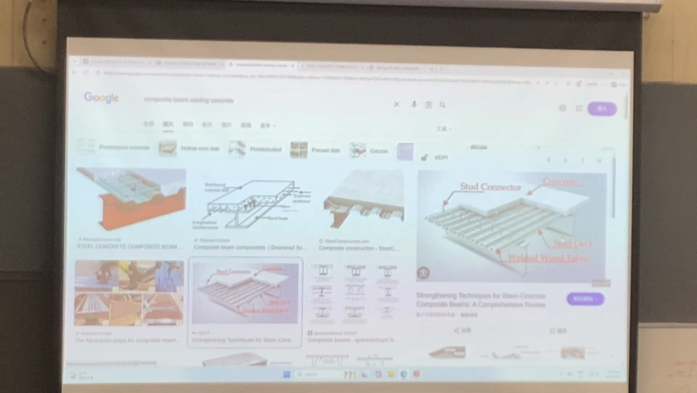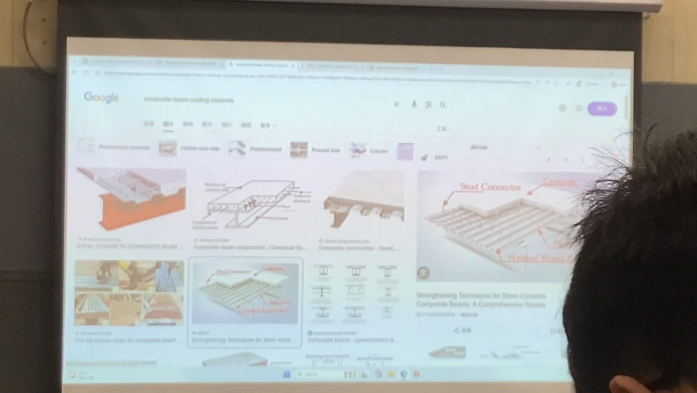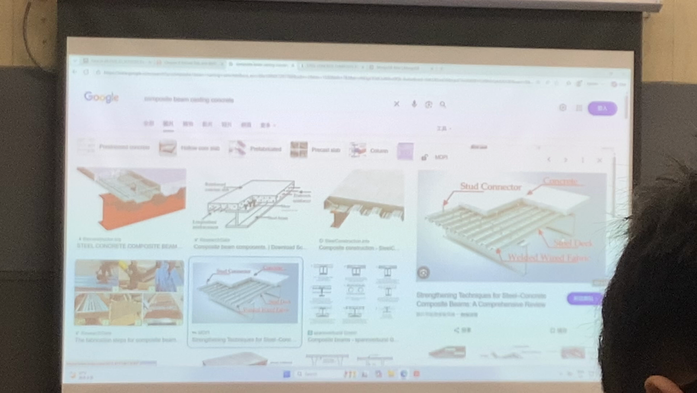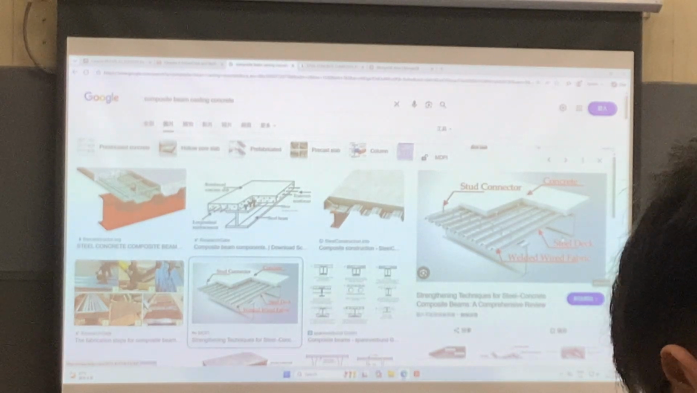Okay, then that is actually one of the ways that has been done in Western countries for many years. And then in Hong Kong, we also adopt this kind of way to cast the slab for some composite structures, like the tall buildings, like the ICC, IFC, Chang'an Center, for example. They use this kind of way to cast the concrete.